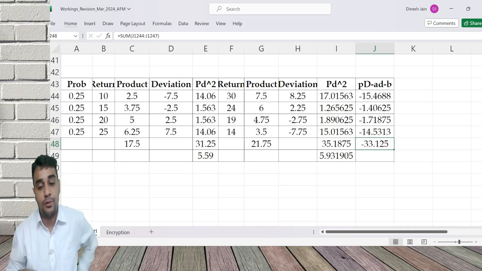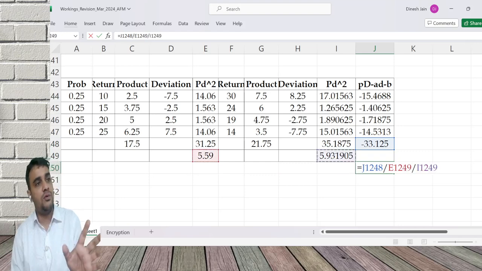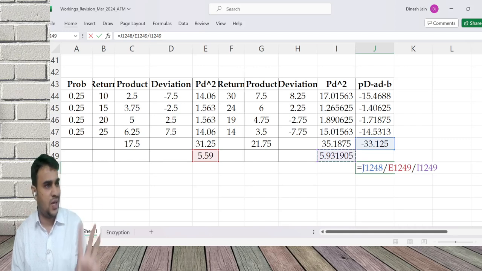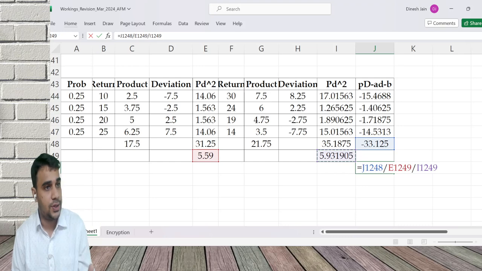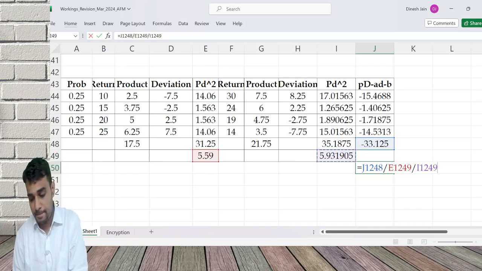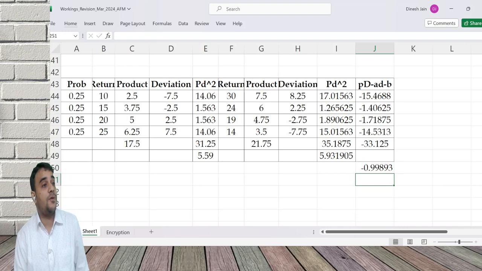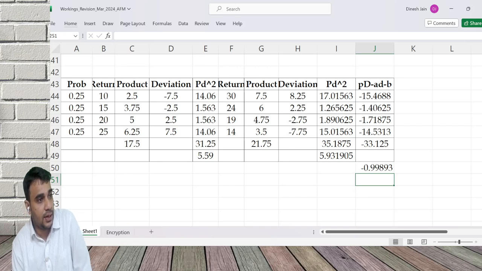What is correlation coefficient? It is covariance divided by the two standard deviations. I have not done any rounding off, so I will not have a problem. When you do rounding off, challenges will come. Negative covariance will lead to negative correlation. And negative correlation is the best thing to happen because when one does good, the other one will do bad. Negative correlation of 0.99893, almost negative 1.